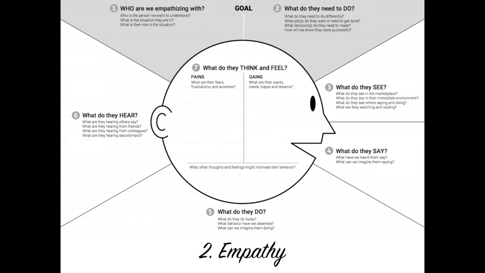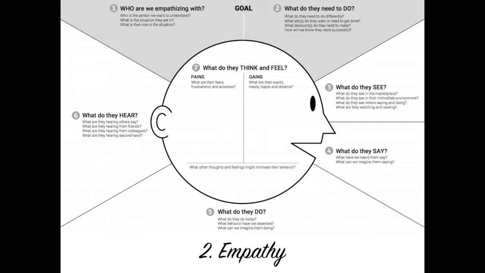So what do they hear others saying? Again, it could be friends and colleagues or family. What are they hearing secondhand? That could be from news, music publications. In this step, we don't need to base so much on the person as a music listener. It could just be the person as a whole.